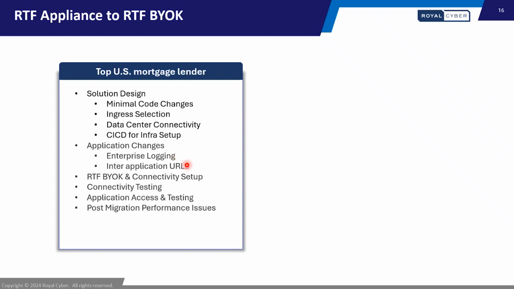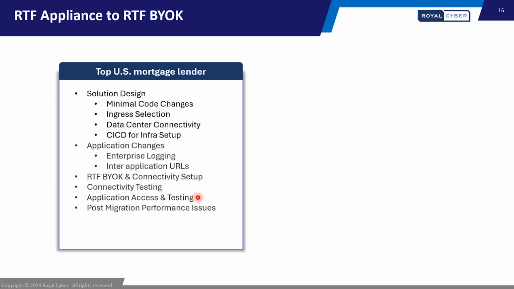Then we moved to application changes, such as enterprise logging. We configured FluentBit to forward logs to CloudWatch, and for inter-application URLs, we used the same URLs that were there in the RTF appliance.